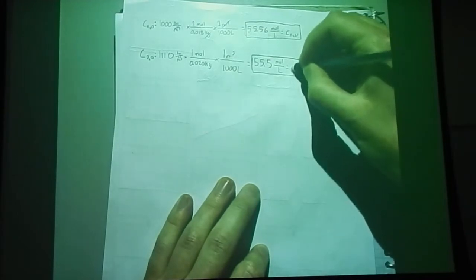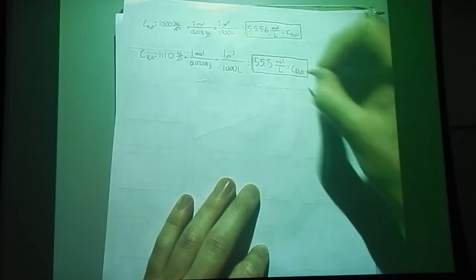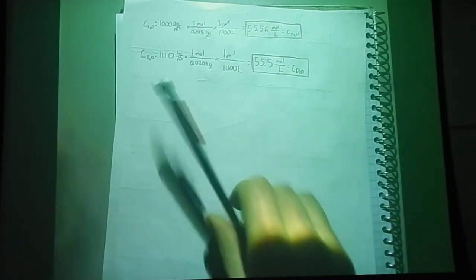And I realized I mixed something up right here on my piece of paper. That should say deuterium oxide. I wrote that down incorrectly. It's shown clearly right here.